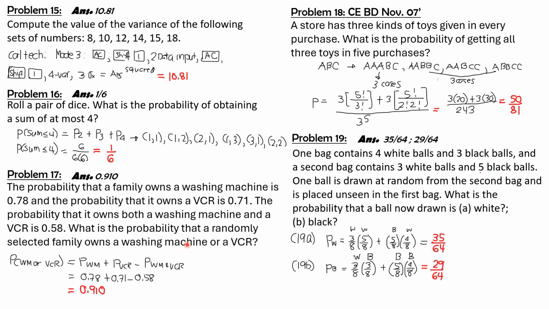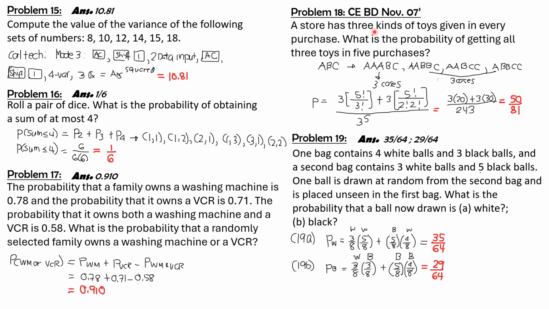common outcomes duplicated. So remember, the probability that a family owns a washing machine or VCR is the formula: probability that the family owns washing machine plus VCR minus the probability of the common outcome, washing machine and VCR. So these are all given, 0.78 plus 0.71, then minus 0.88, that's 0.910.